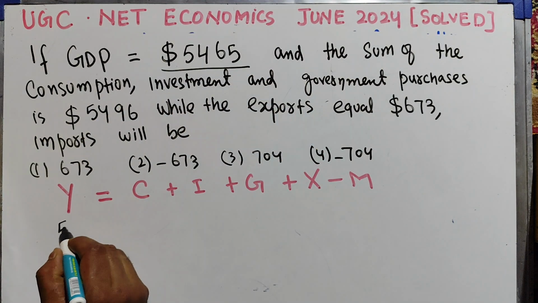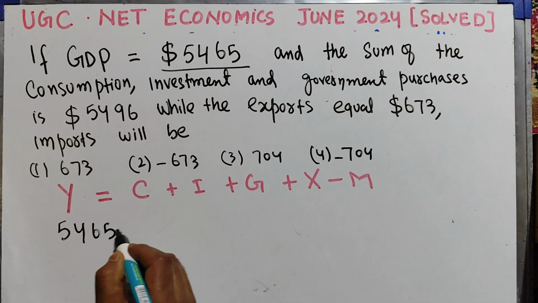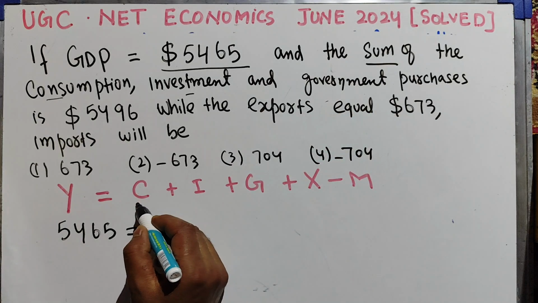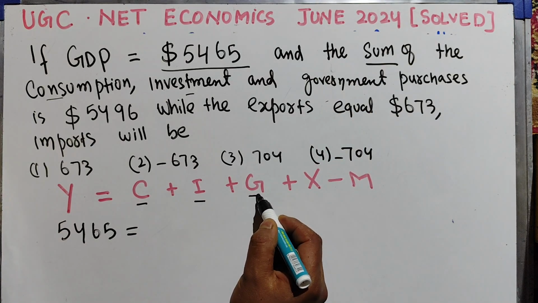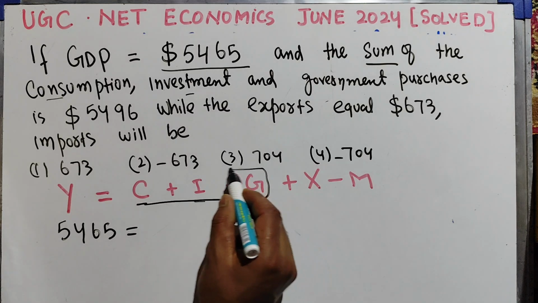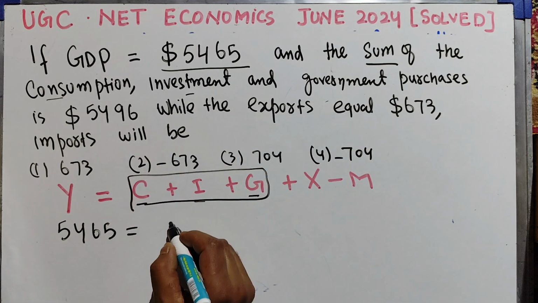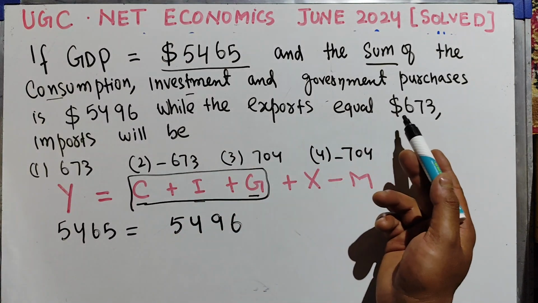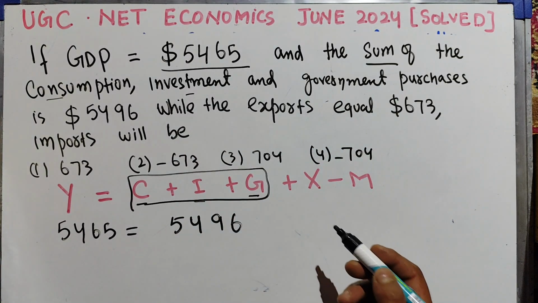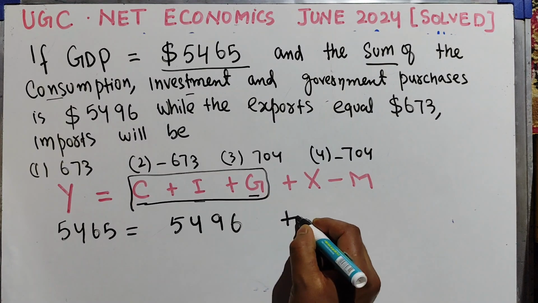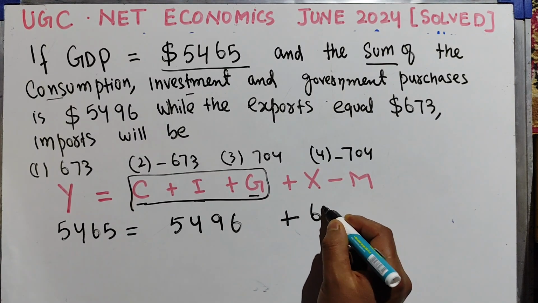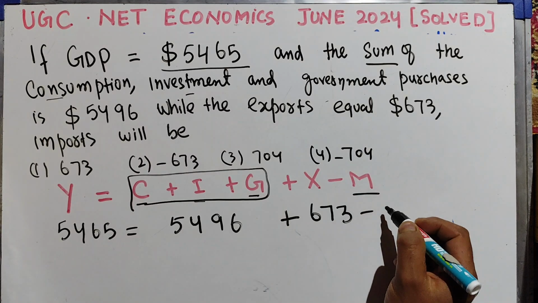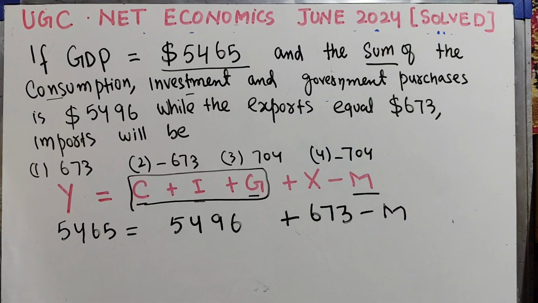That is equal to 5465, and we are being told that the sum of the consumption, investment, and government purchases, the sum of these three terms, is equal to 5496, while the exports are equal to 673 billion dollars. That means the value of X is equal to 673. We need to find out the value of imports, which is denoted by M here. Okay, so we have to solve this kind of equation.